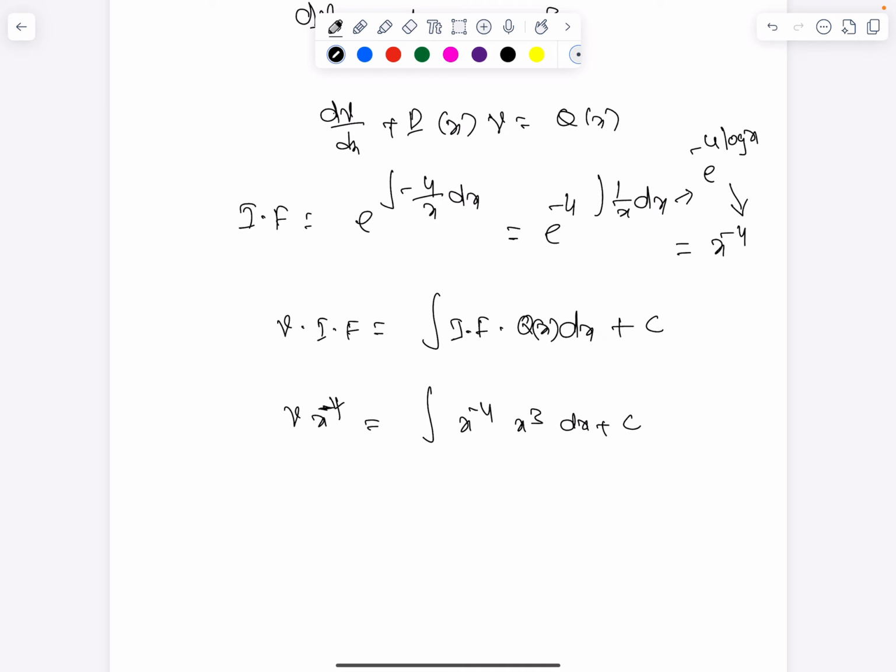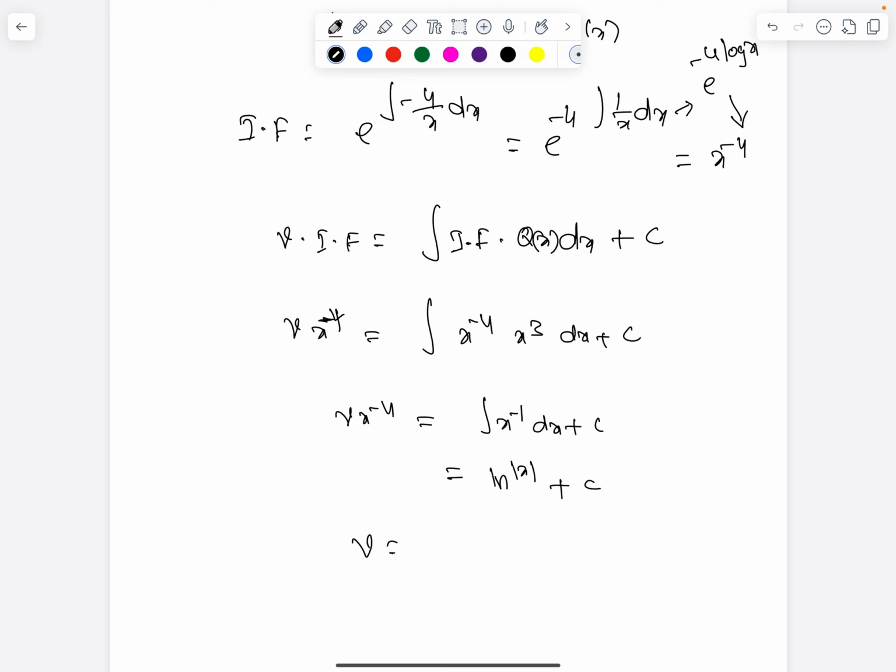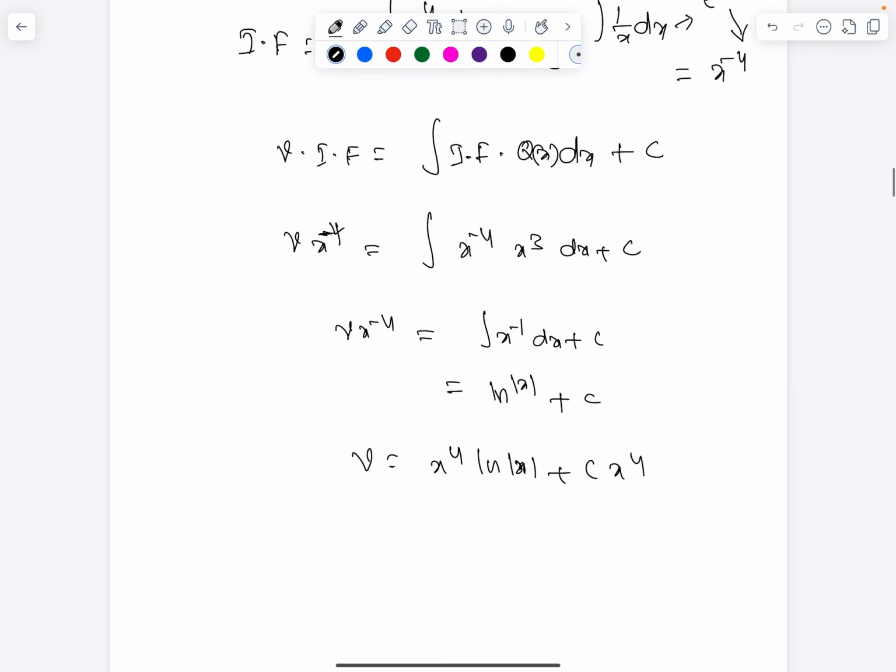So, this implies v into x power minus 4 is equal to integral of x power minus 1 dx plus c. This is equal to, if you want to write it, ln of x plus c. Therefore, v is equal to x power 4 into ln of absolute value of x plus c into x power 4. And further, if you want to simplify, what is the value of v?